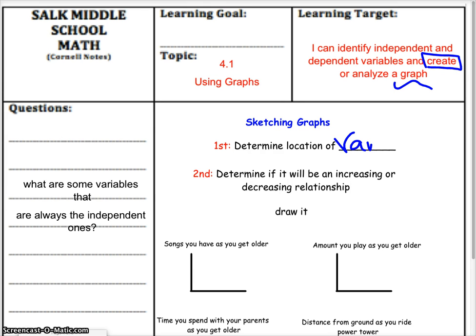First, determine location of variables. That's the first thing you're going to do.